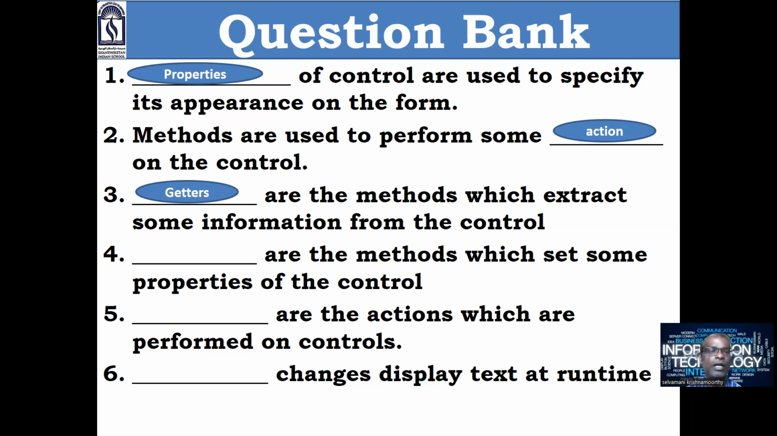Very good. Next one, fourth one. Dash are the methods which set some properties of the control. See here, set. Set means setter. Very good. Setters are the methods which set some properties of the control. Try to answer the fifth one. Dash are the actions which are performed on a control. What? Event. Very good. Events are the actions which are performed on a control.